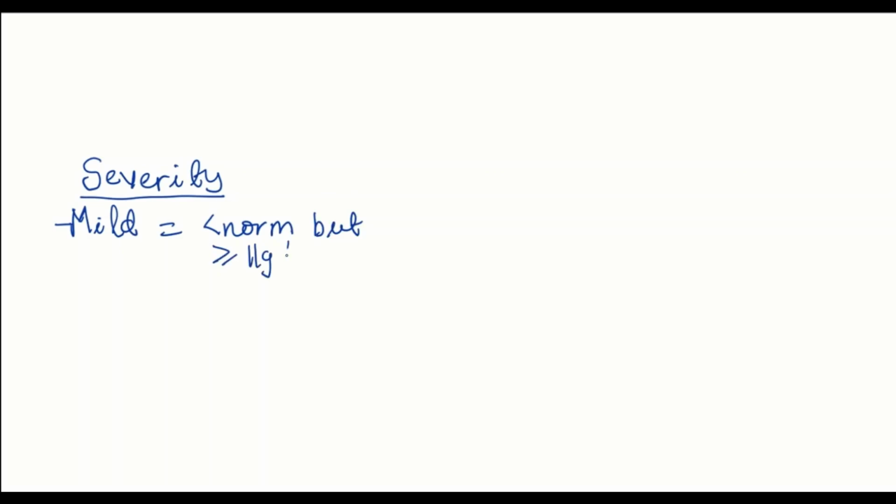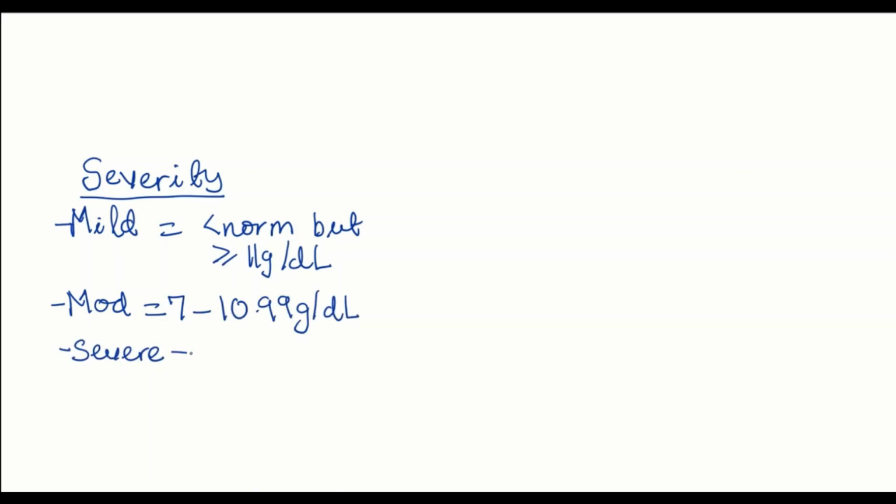When talking about anemia, we could also talk about the severity of anemia. There are three levels: mild, moderate, and severe. In mild anemia, the patient has a hemoglobin concentration that is less than normal, which, as we said earlier, is 12 grams per dl in women and 13 grams per dl in men, but it is still greater than 11 grams per dl. In moderate, the hemoglobin concentration is greater than 7 grams per dl, but less than 11 grams per dl. And in severe anemia, the patient has a hemoglobin concentration of less than 7 grams per dl.